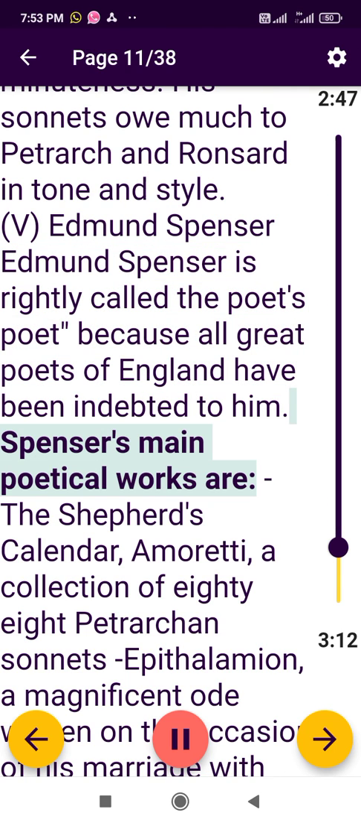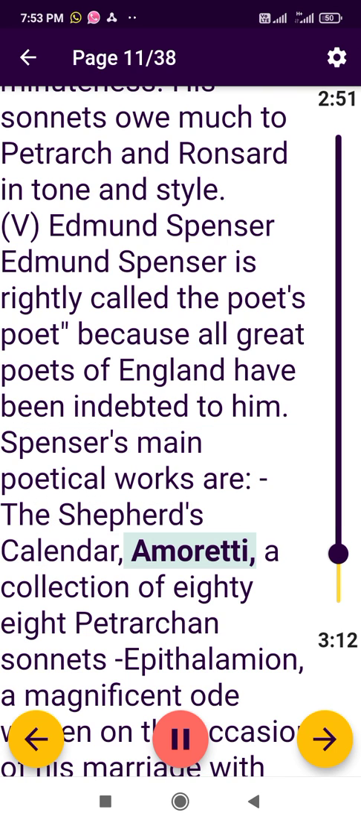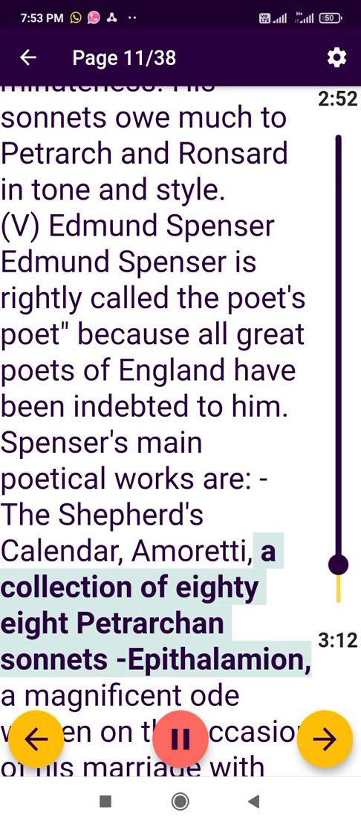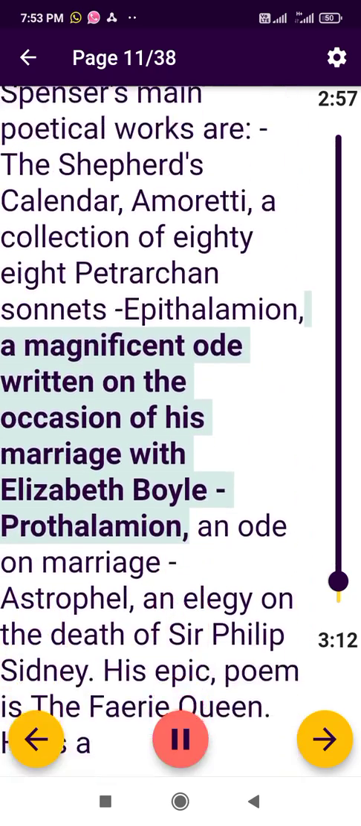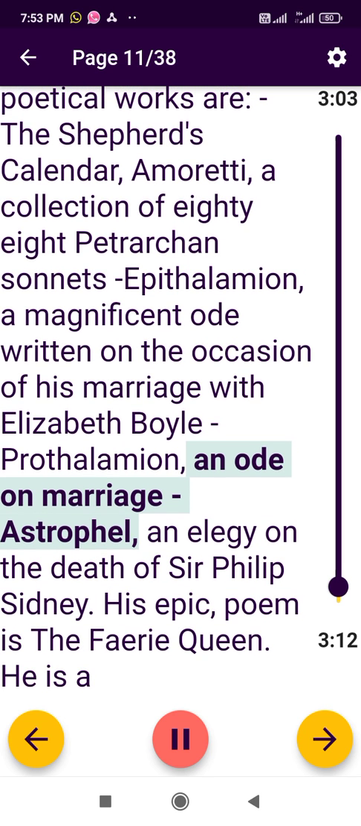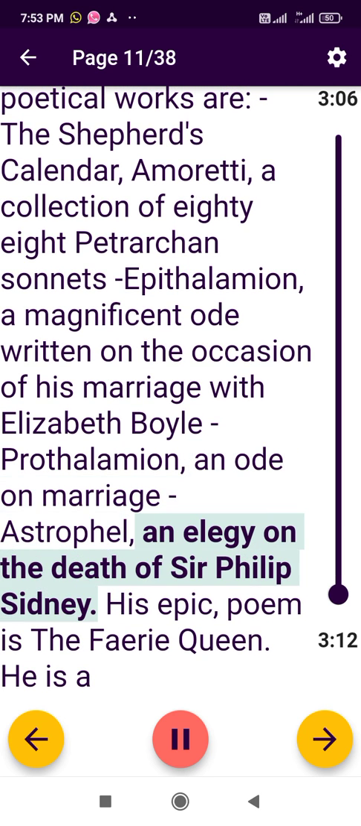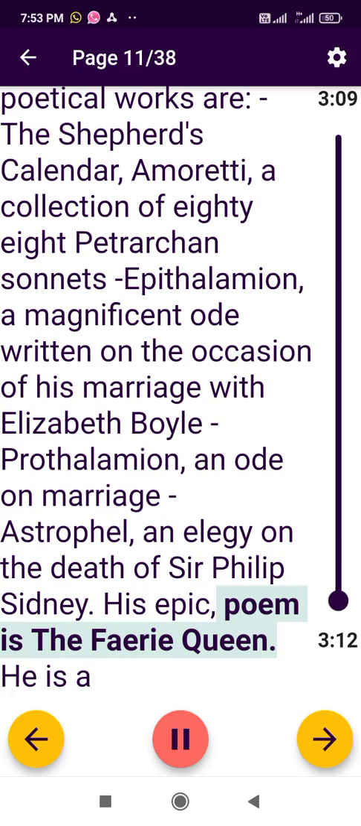Spenser's main poetical works are The Shepherd's Calendar; Amoretti, a collection of 88 Petrarchan sonnets; Epithalamion, a magnificent ode written on the occasion of his marriage with Elizabeth Boyle; Prothalamion, an ode on marriage; and Astrophel, an elegy on the death of Sir Philip Sidney. His epic poem is The Faerie Queene.